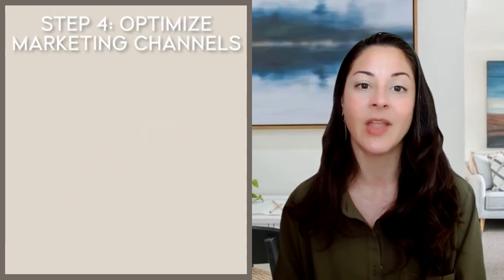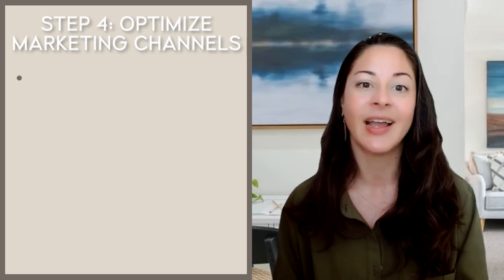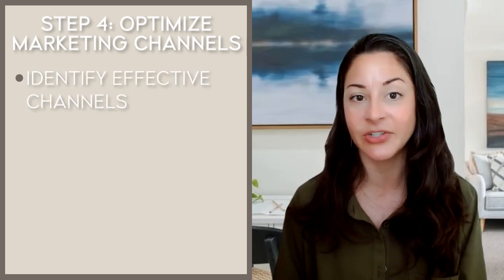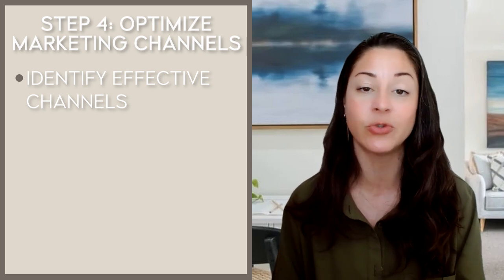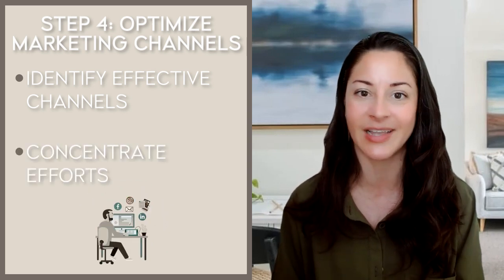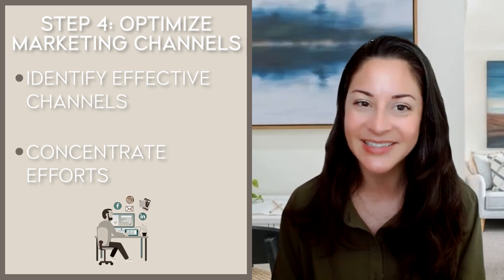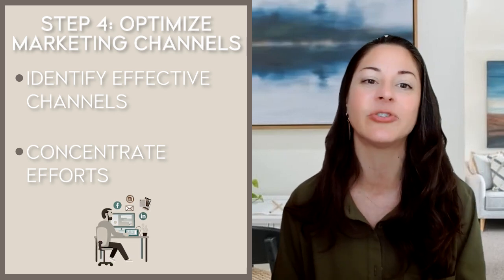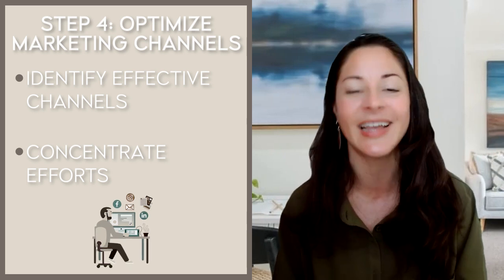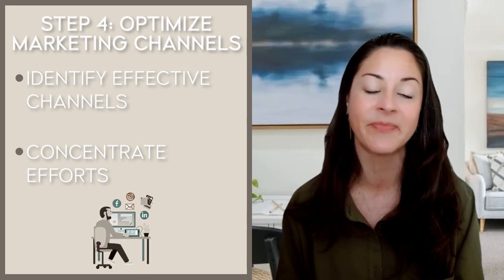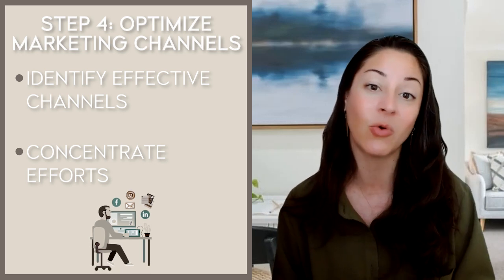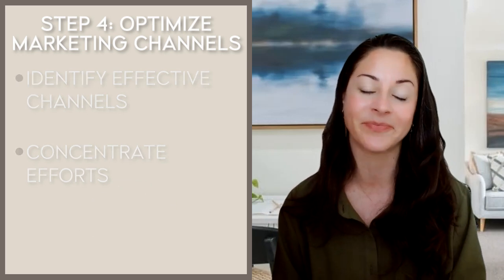Step 4, optimize marketing channels. Identify the effective channels. Assess which marketing channels have historically brought in the majority of engagement or registration, and now concentrate on these efforts. As you may be guessing at this point, next is time to channel your marketing efforts towards the top 20% of channels that yield the highest returns. This might include social media platforms, email campaigns, or industry partnerships.